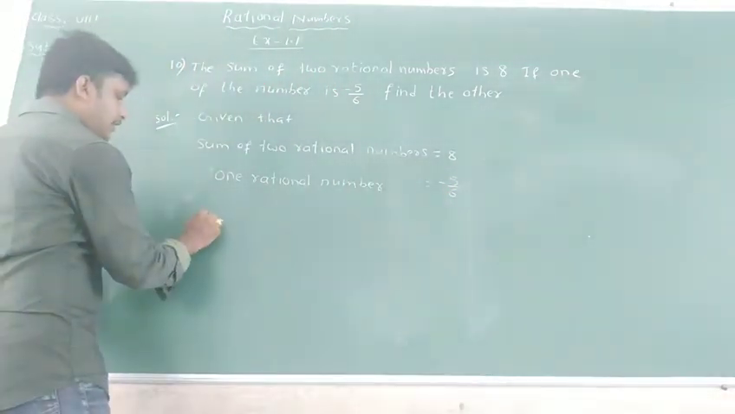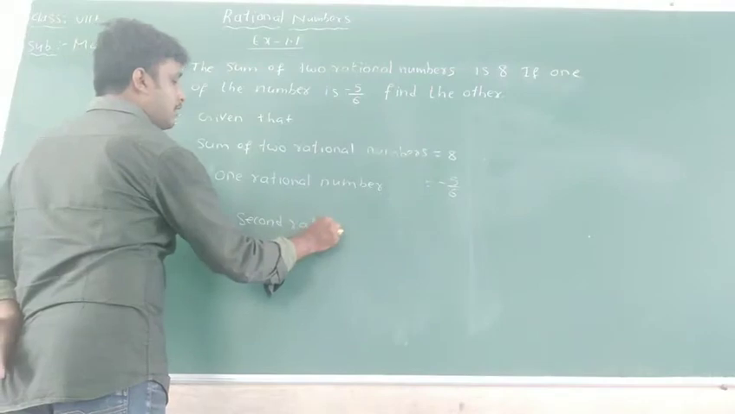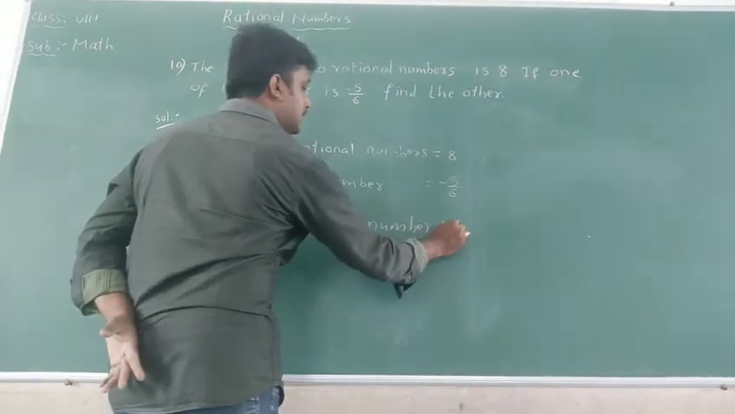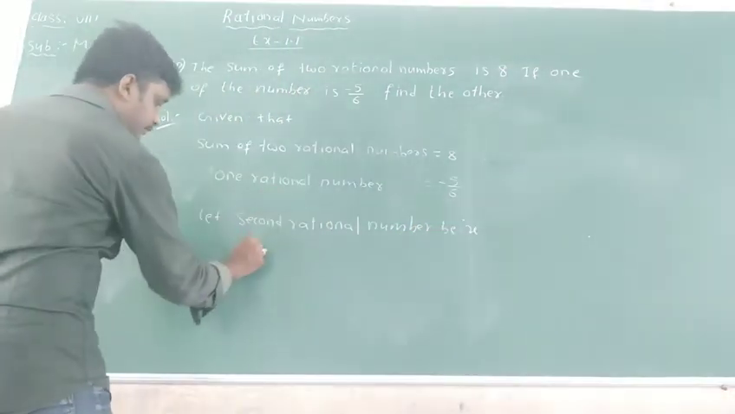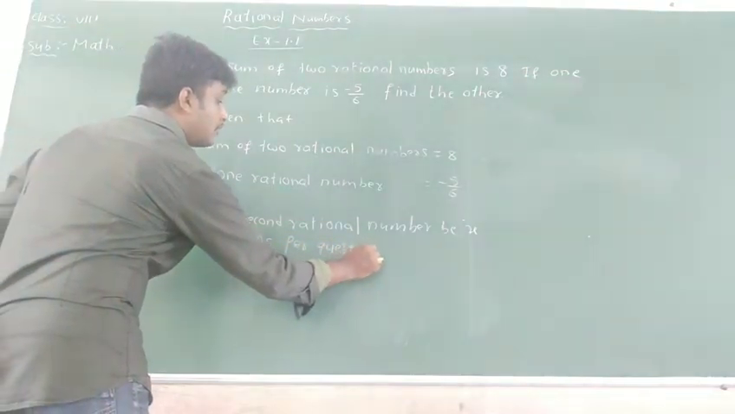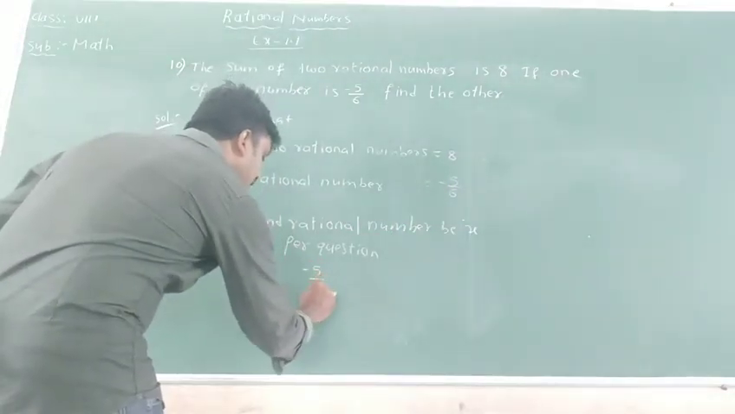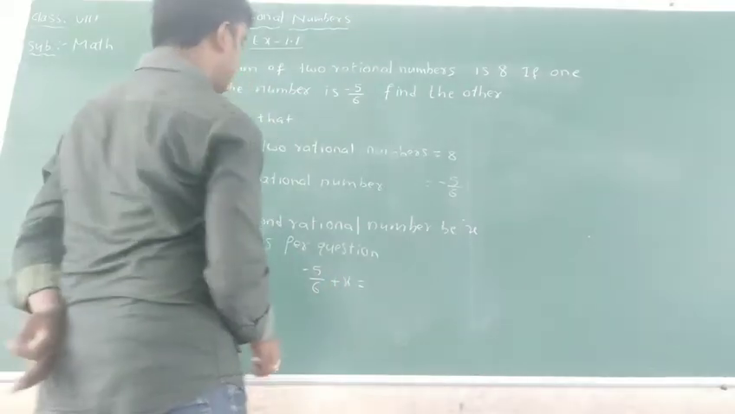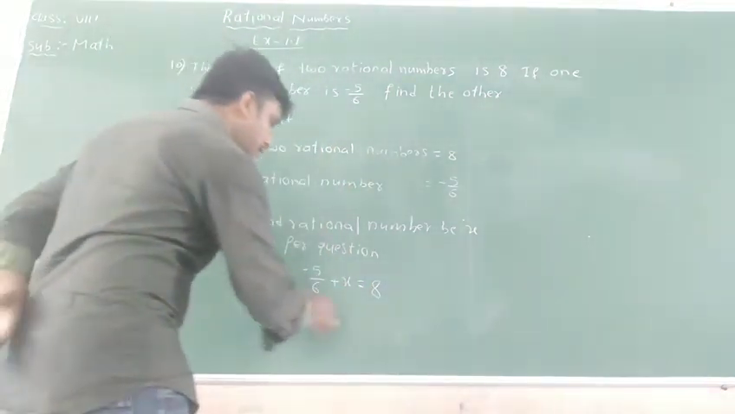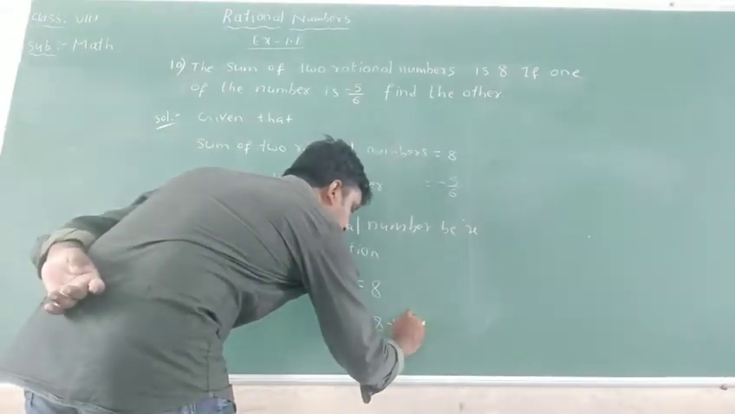So let the second rational number be x. As per the question, the sum of two rational numbers, one rational number is minus 5 by 6 and another is x. So minus 5 by 6 plus x is equal to 8. Now we have to find the x value, and sending minus 5 by 6 to the other side, x is equal to 8 minus 5 by 6. If we send it to the other side, it will become plus 5 by 6.